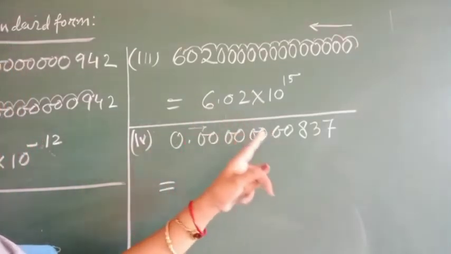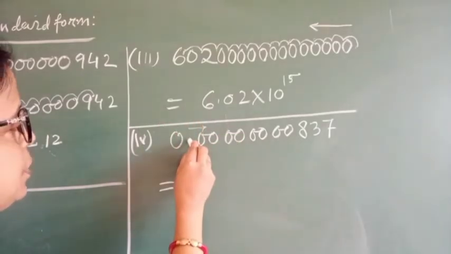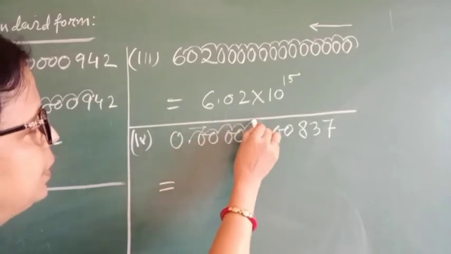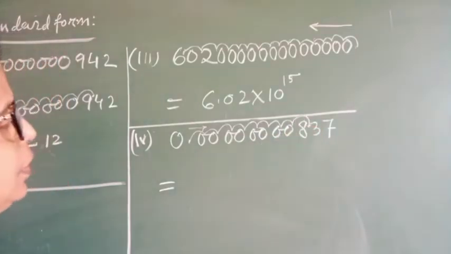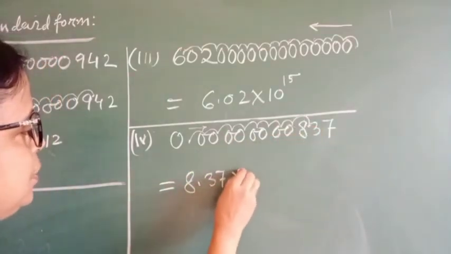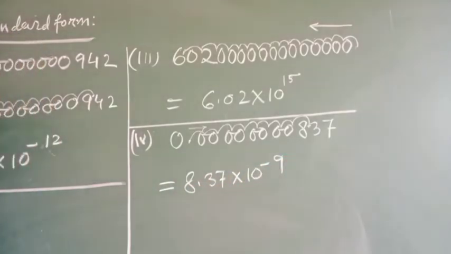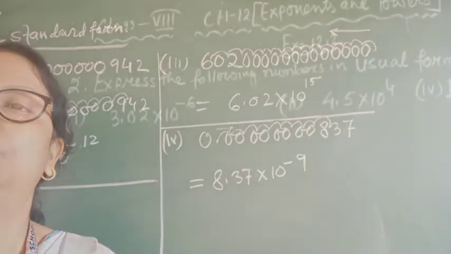The point is moving to the right side, so 10 to the power minus some value will come. How many places is the point moving? 1, 2, 3, 4, 5, 6, 7, 8, 9. The point is moving 9 places. So 8.37 into 10 to the power minus 9. I hope these sums are easy for you. You need to practice. Okay.